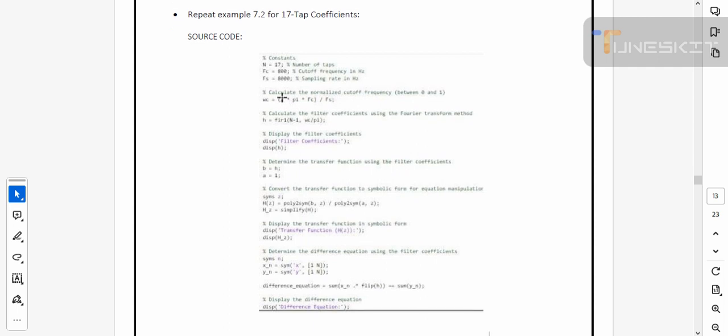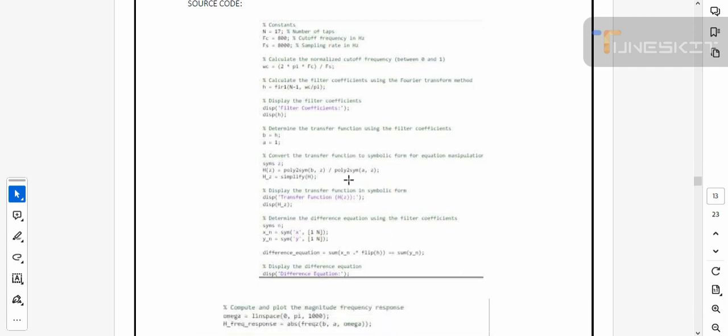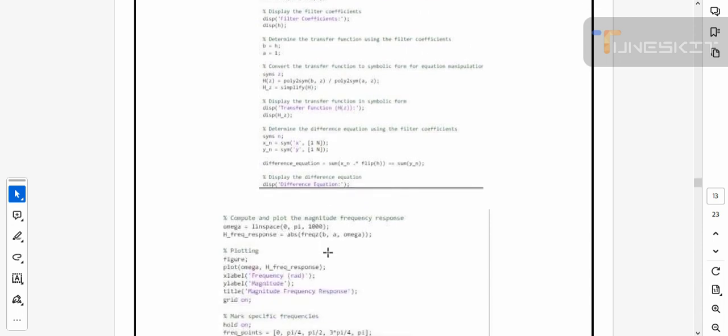First of all, we have the number of taps equal to 7, the cutoff frequency 800 and the sampling rate 8000. First, calculate the normalized cutoff frequency, then calculate the filter coefficients, then display the filter coefficients. After this, we determine the transfer function, then convert the transfer function into symbolic form for equation manipulation, and then display the transfer function in symbolic form. Then determine the difference equation using the filter coefficients, and then compute and plot the magnitude frequency response.